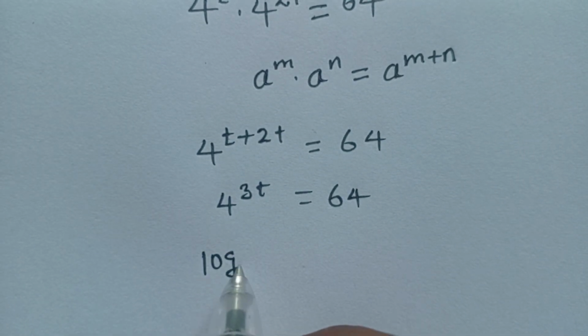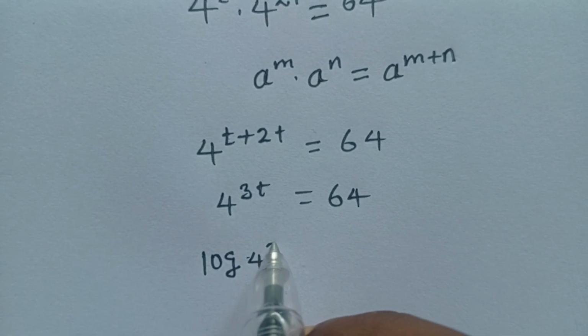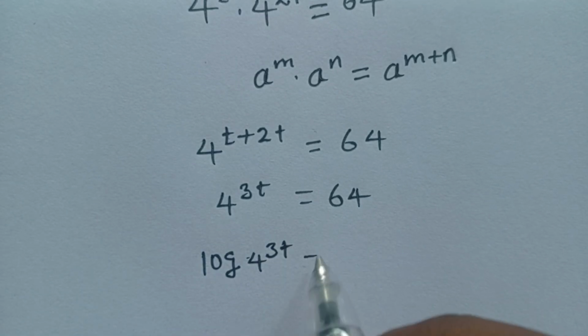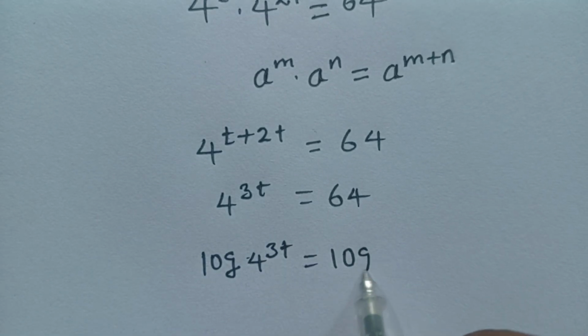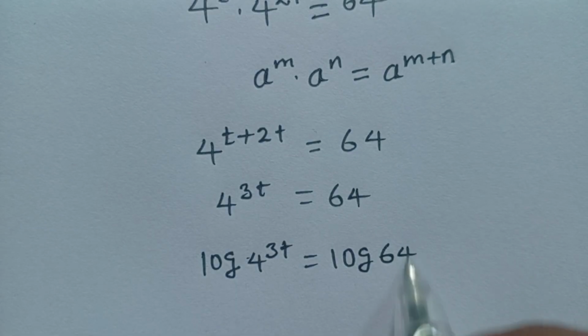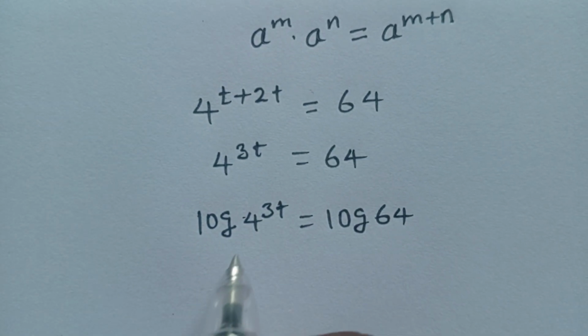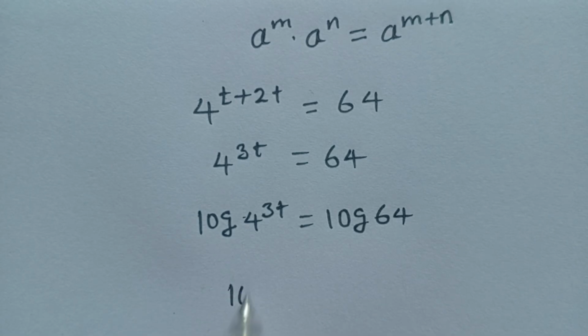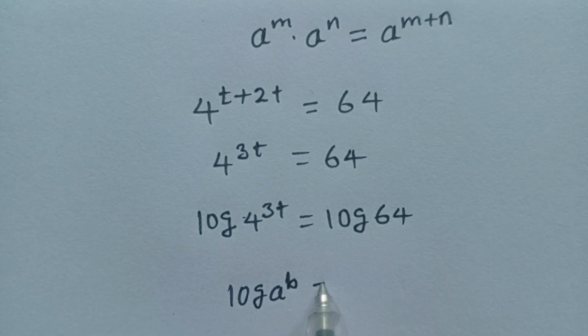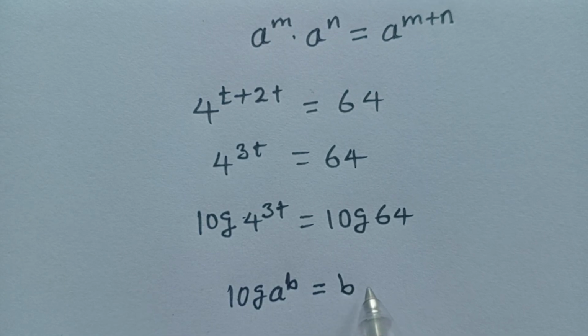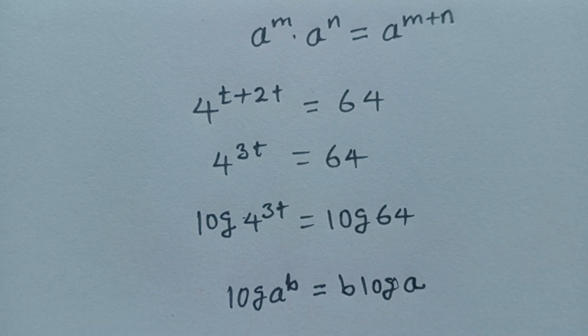Log 4 to the power of t equals log 64. So log a to the power of p equals p log a. It is the general formula.